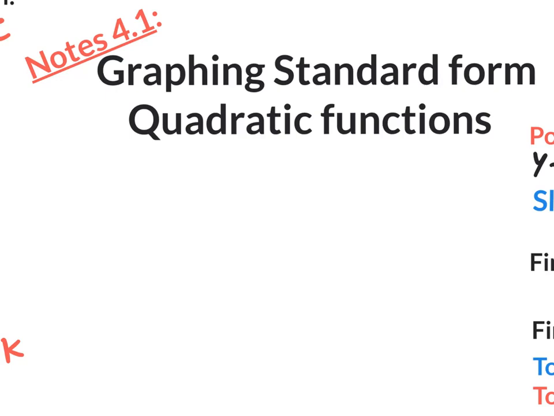So we're beginning chapter 4 today. I already gave you a handout. Right now I just want you to pay attention, right? We're going to just talk a little bit. So we're going to be on section 4.1, graphing standard form quadratic functions.